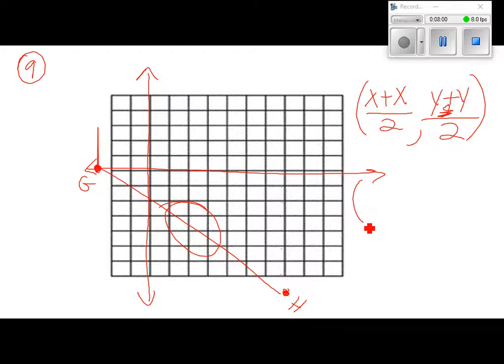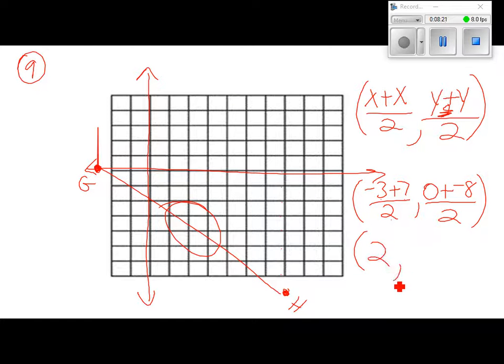So on this one, our x coordinates are negative 3 and 7. Divide that by 2. Our y coordinates are 0 and negative 8. So 0 plus a negative 8. Divide that by 2. Our ordered pair, negative 3 plus 7 is 4. 4 divided by 2 is 2. 0 plus a negative 8 is negative 8. Negative 8 divided by 2 is negative 4. That should be the coordinates of the midpoint. If we look down through here, 2, negative 4 is letter D. So the answer to this one is letter D.